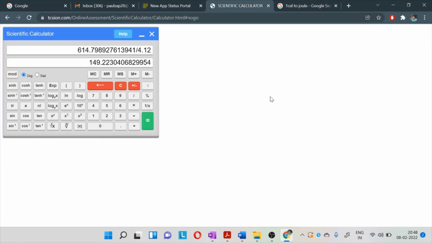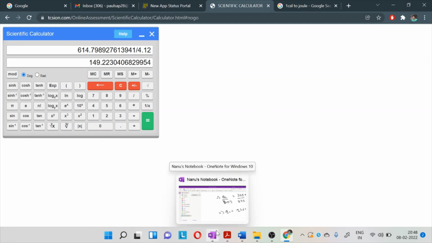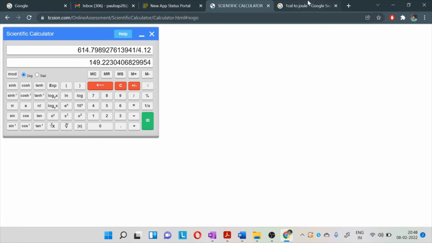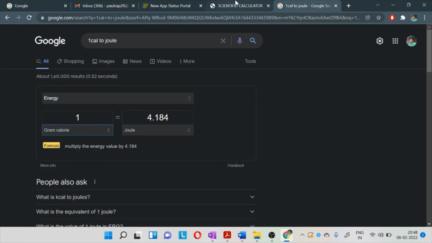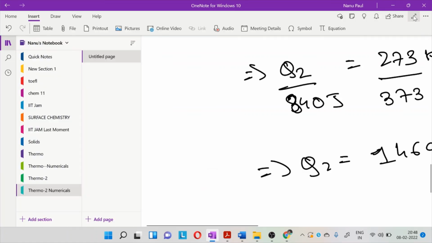I will make a video for all these transformations, because sometimes they will ask in different units and you should know. I'm a bit out of practice, but you guys should know all these units. Even then I said 4.12. So if you do it with 4.184, then you will get the answer as 146 calories, right?